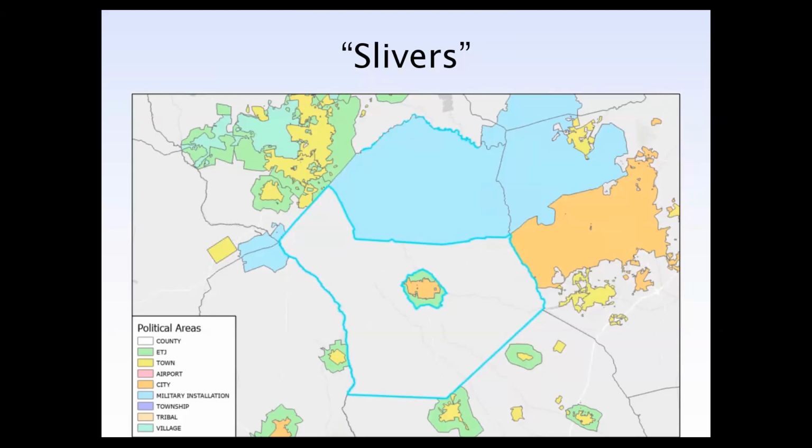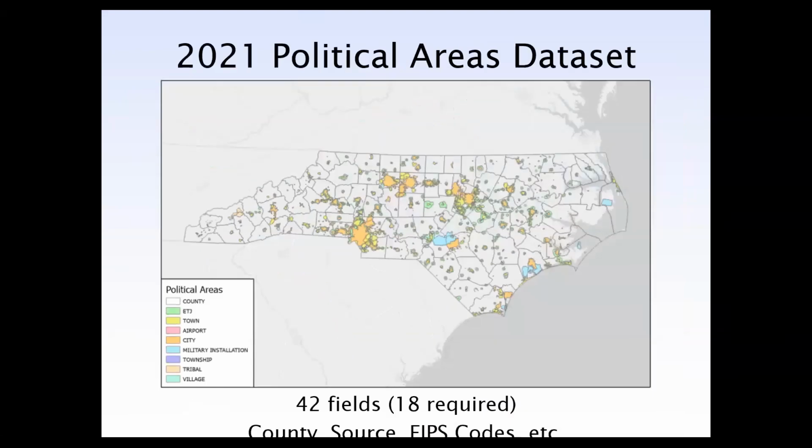The data set includes more than 2,300 individual polygons, as well as 42 fields in the attribute table. And about 18 of those are considered required. So we'll do our best to have values included for every single polygon in those particular fields. That includes the name of the county that it's contained in, where it came from, the source, the FIPS codes, and other information like that. Those are the required fields.